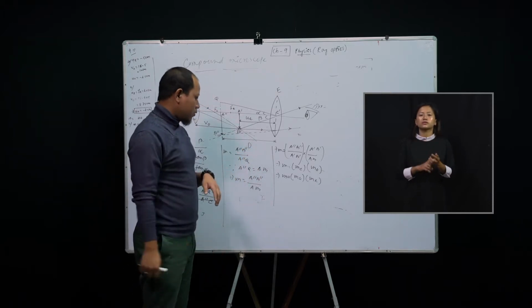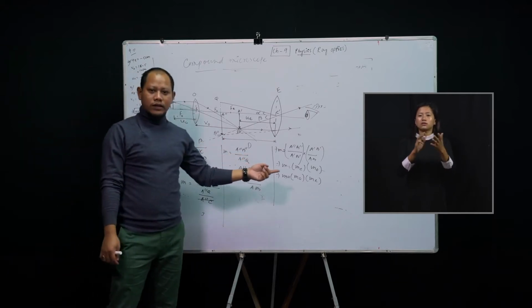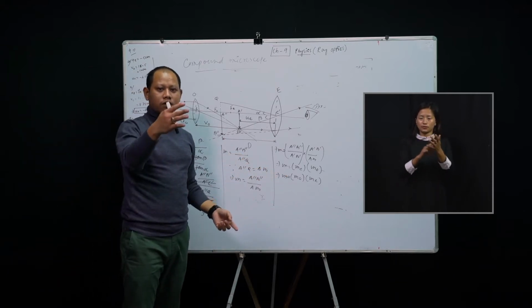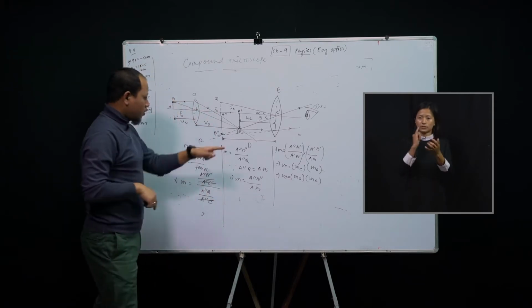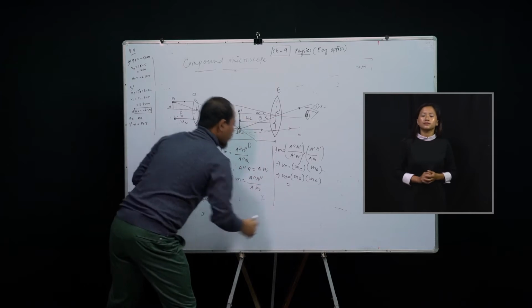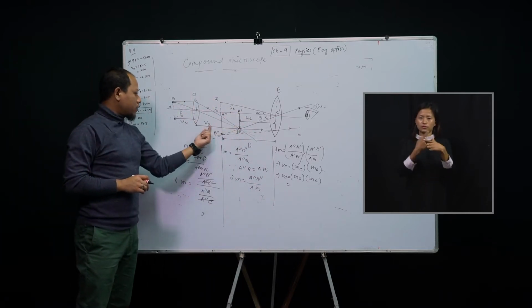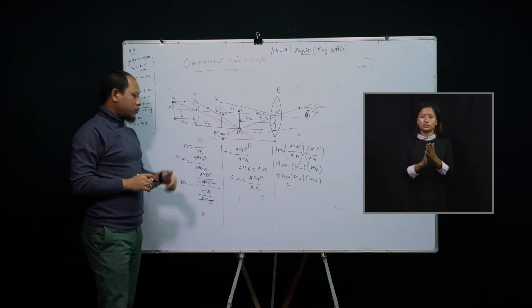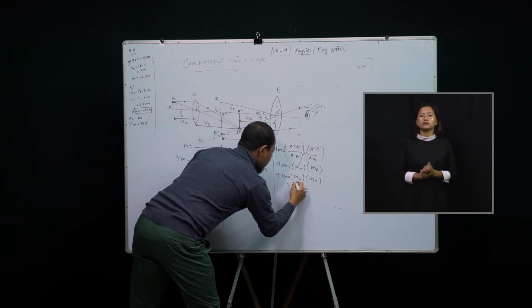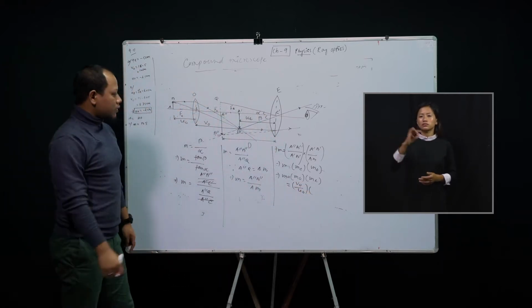Now, from the diagram we can see, what is the definition of magnification? It is nothing but, for the lens, the ratio of image distance to the object distance. So for the objective, the image is A dash B dash. V naught represents the image distance and U naught represents the object distance. So I'll write here V naught divided by U naught.